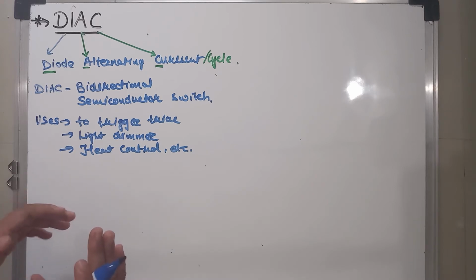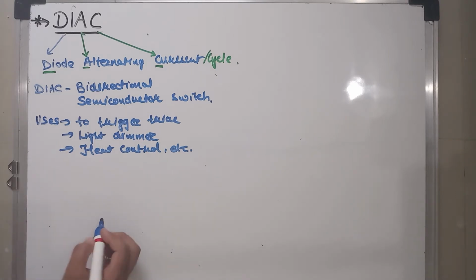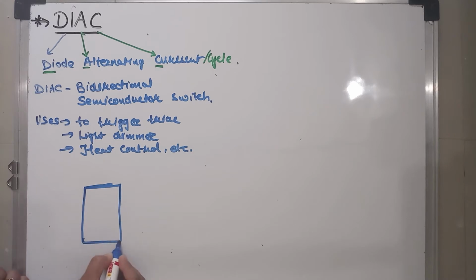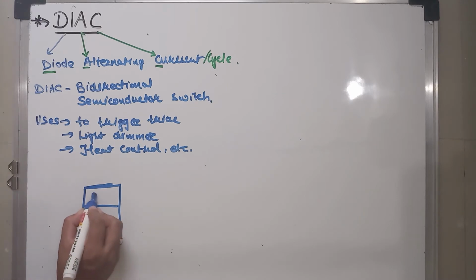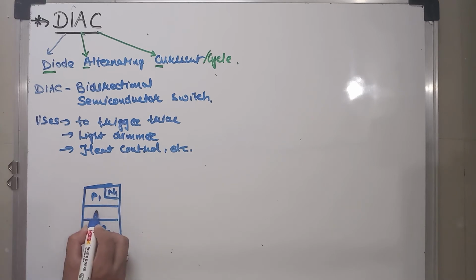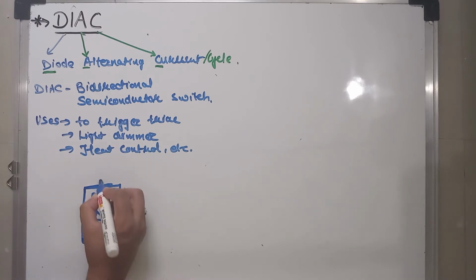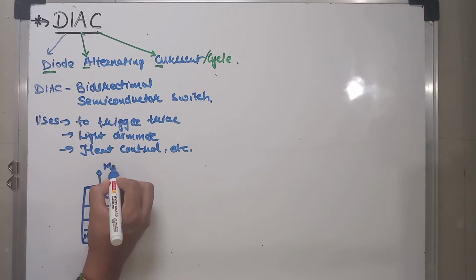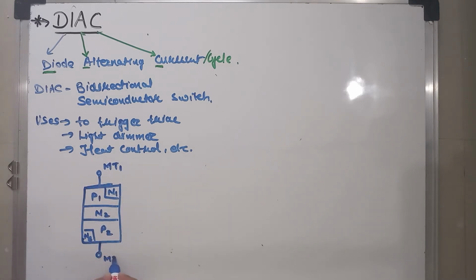Now let's see the structure of a diac. What is the structure of a diac? The structure is like that: it has five layers, P1, P2, N1, N2 and N3, and two terminals are carried out, and both terminals are main terminals. So main terminal 1 and main terminal 2.